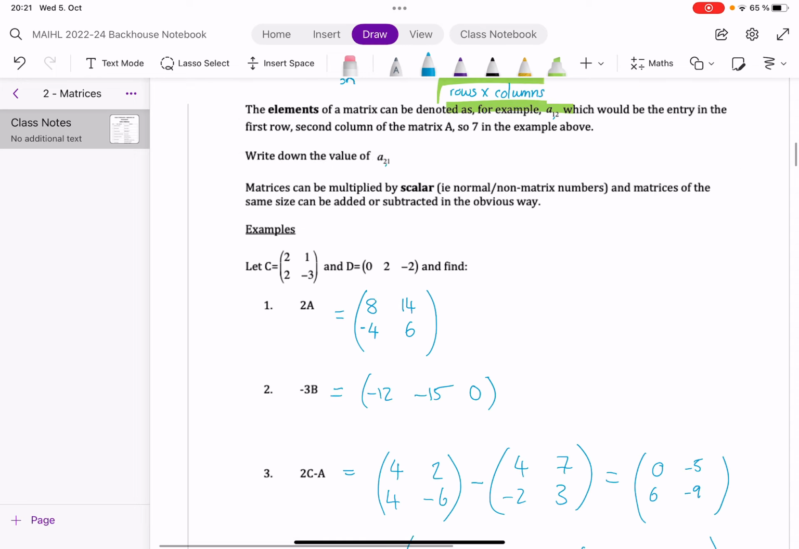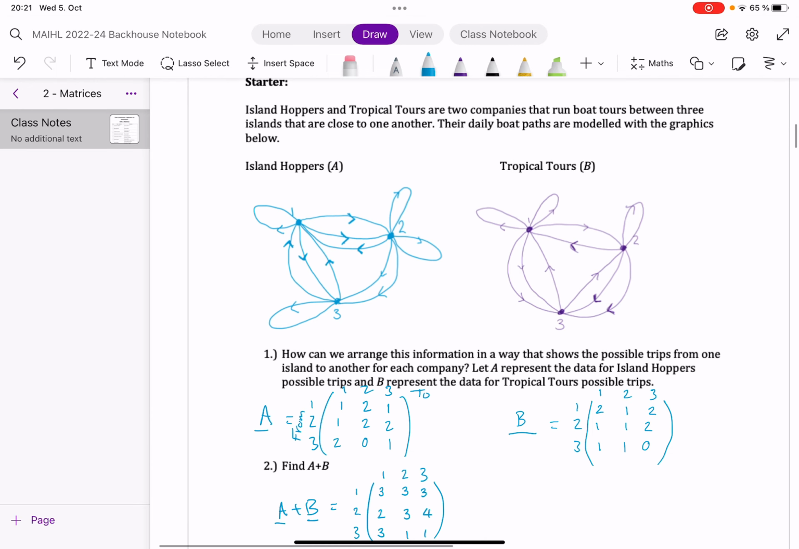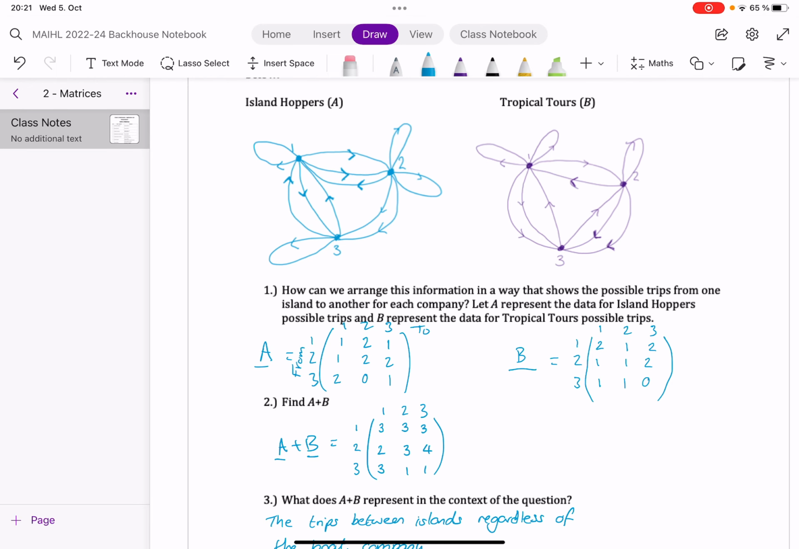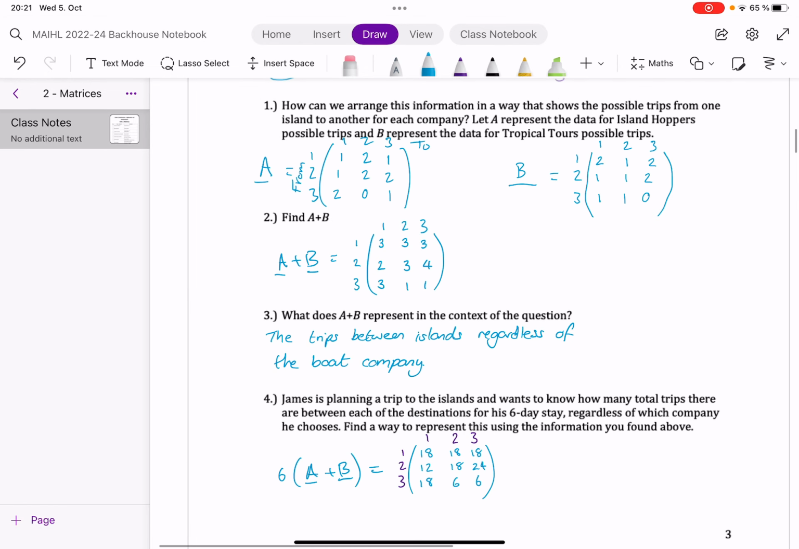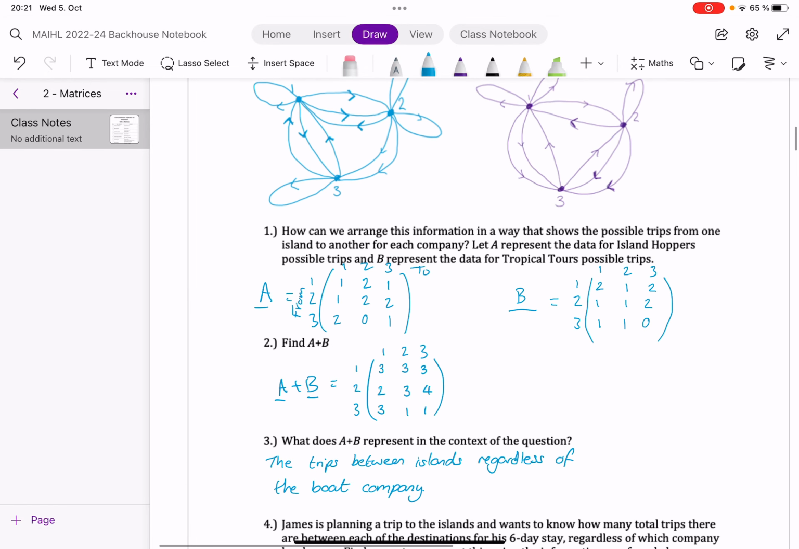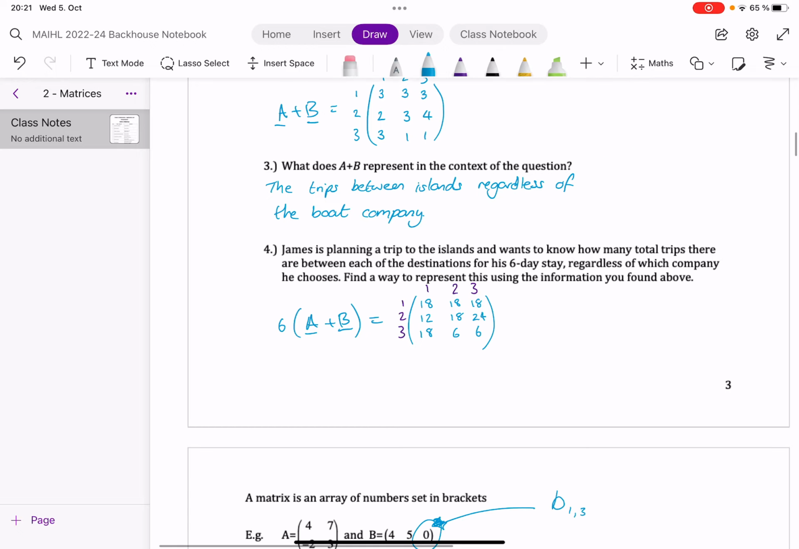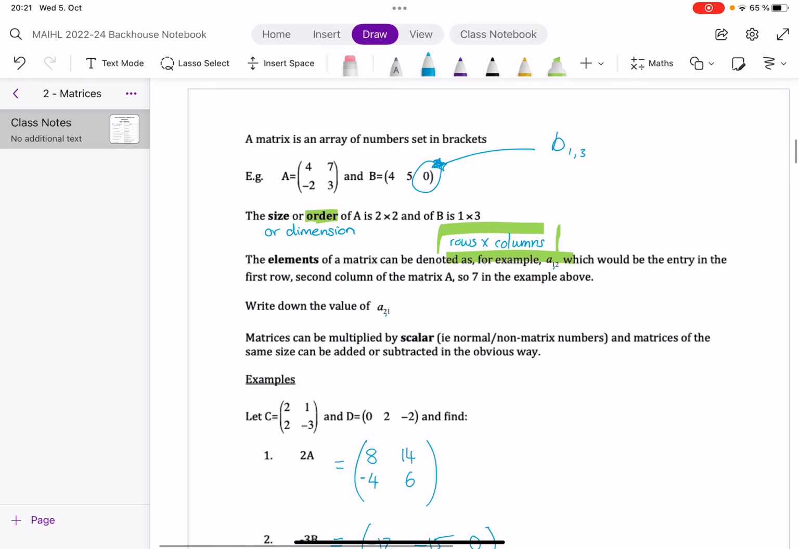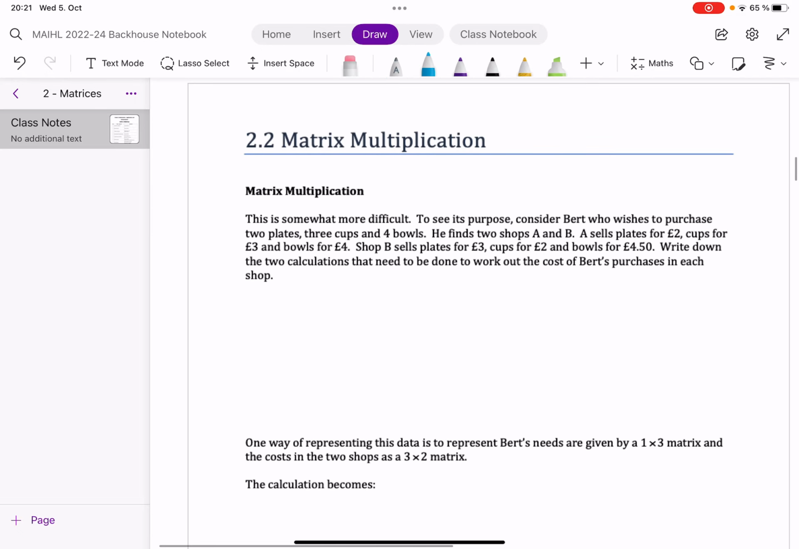You'll remember we explored using a matrix to represent or to organise information. We looked at adding two matrices together, which was very straightforward, and we also looked at multiplying by a scalar, which was also very straightforward. Today we're going to look at what happens when we try and multiply two matrices together.